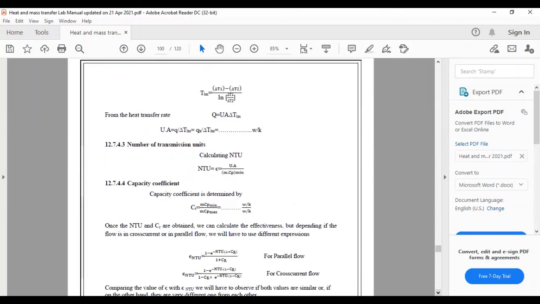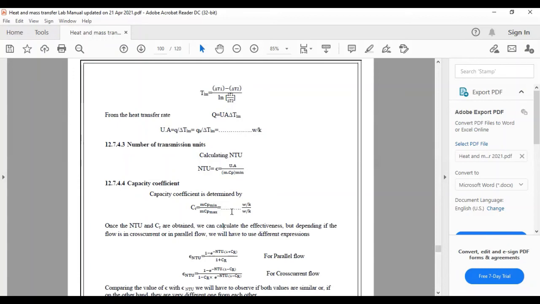Now we have to calculate the NTU value, the number of transfer units, that is equal to this U dot A we have computed here, divided by MCP minimum. For example, we have two types of flow here. One is hot water and the second one is cold water. We will multiply the mass flow rate with the CP value for both of them, and the value which is the lesser one we will use here as the denominator. Then we will get this value of NTU. And next is the capacity coefficient. This is basically the ratio of MCP minimum over MCP maximum.